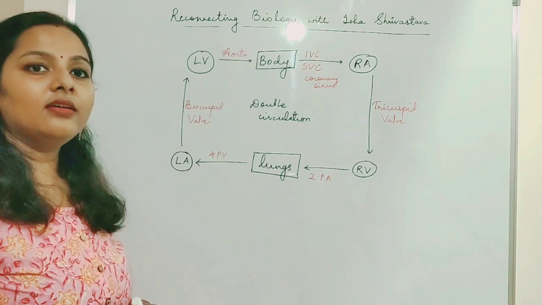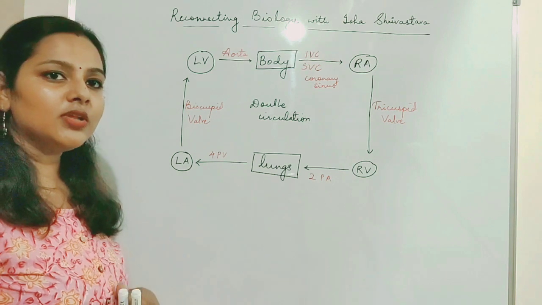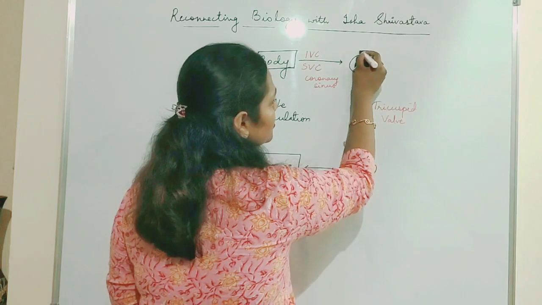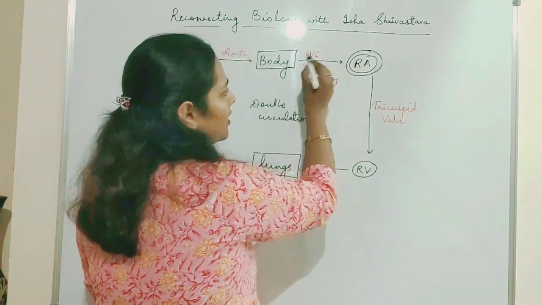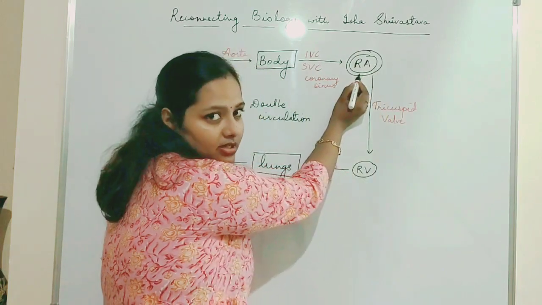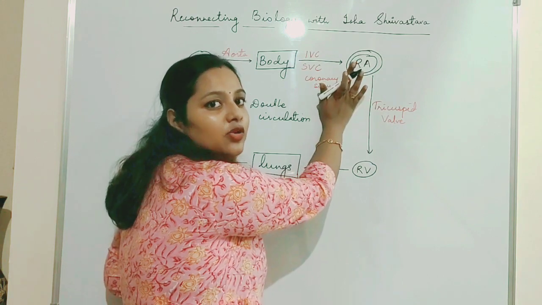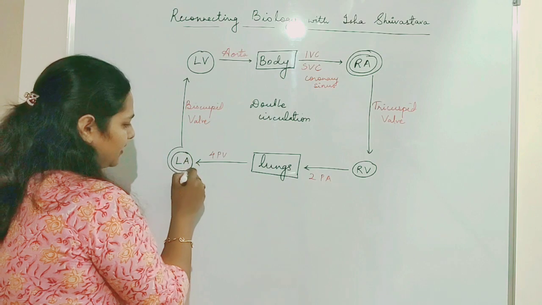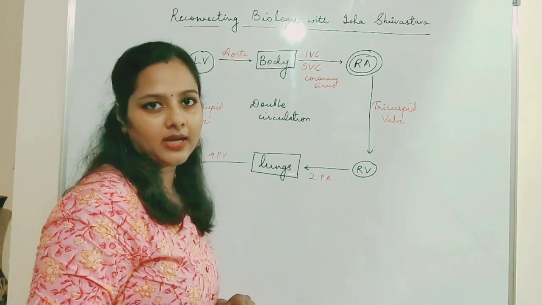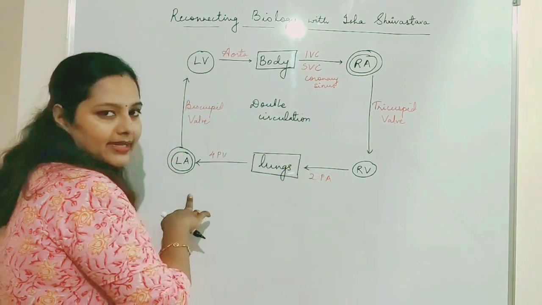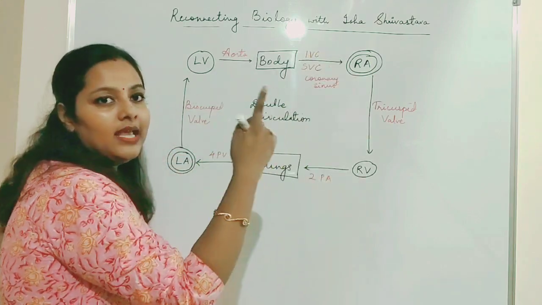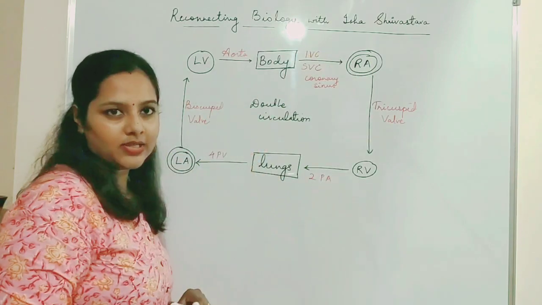So the blood is entering twice into the heart. First it enters from the body into the right atria, the right upper chamber of the heart, and then from the lungs it enters into the left atria, the left upper chamber of the heart. So blood enters twice into the heart for one circulation of blood into the body. It is called the double circulation.